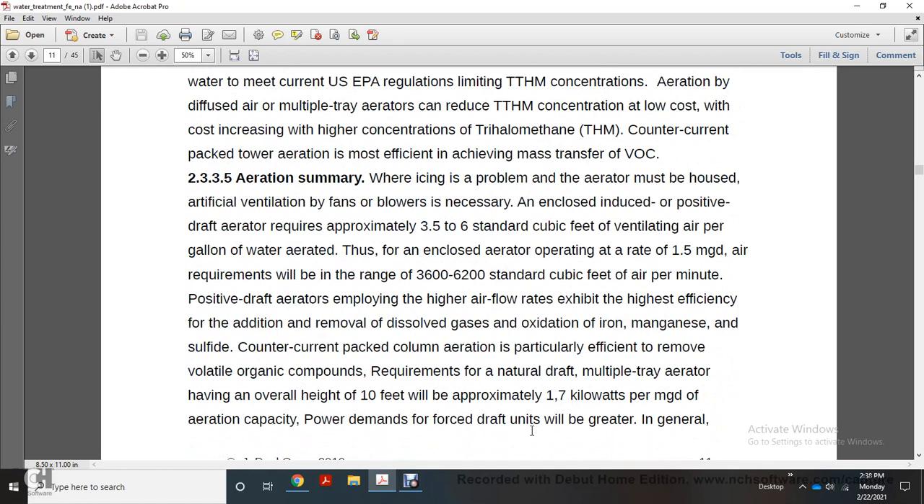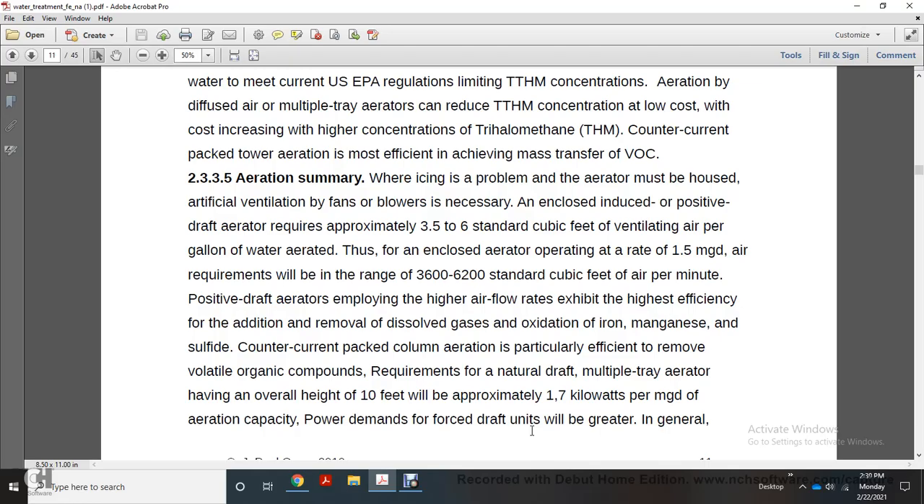Alright, aeration summary. When icing is a concern, the aerator must be housed, with artificial ventilation by fans and blowers. Enclosed, induced, or positively drafted aerators require approximately 3.5 to 6 standard cubic feet of ventilating air per gallon of water aerated. Thus, for an enclosed aerator operating at a rating of 1.5 MGD, air requirements range from 3,600 to 6,200 standard cubic feet of air per minute. Positive draft aerators employed with high airflow rates exhibit high efficiency with additional removal of dissolved gases, oxidation of iron, manganese, and sulfide. Countercurrent packed column aeration is particularly efficient for the removal of volatile organic compounds.